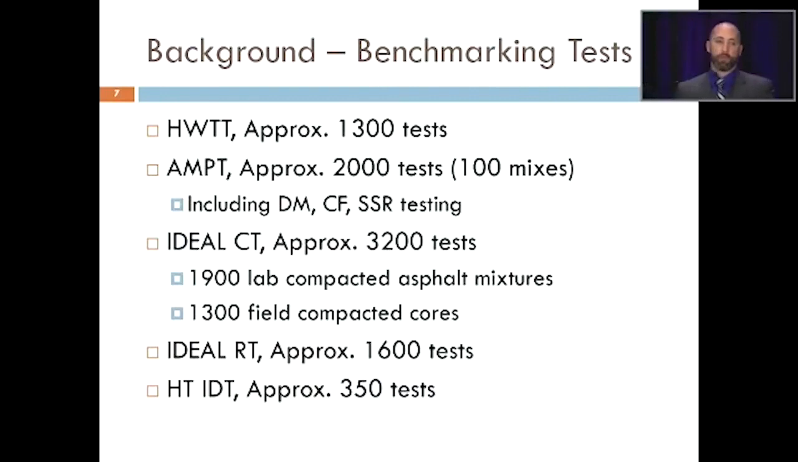At this point, for the Hamburg, we've run approximately 1,300 tests, AMPT about 2,000 tests, across 100 different mixtures. The IDEAL-CT, 3,200 tests. So you can see the ability of the IDEAL-CT and the IDEAL-RT, those are some of the latest ones we've been investigating. You can just see the numbers and how quickly you're able to assess a mixture. It's just more reasonable for an agency and more implementable.